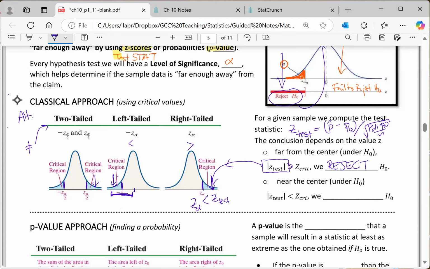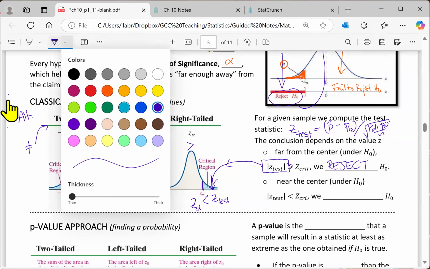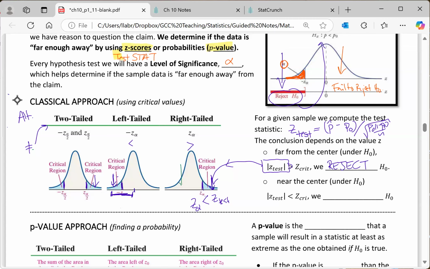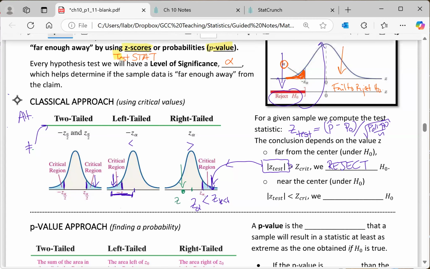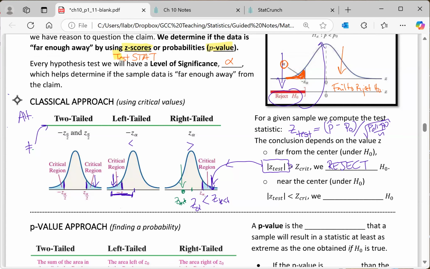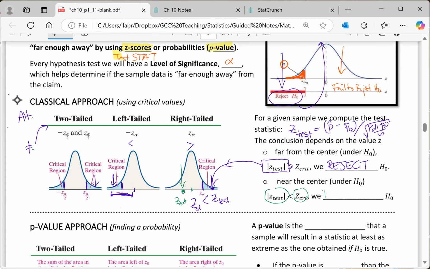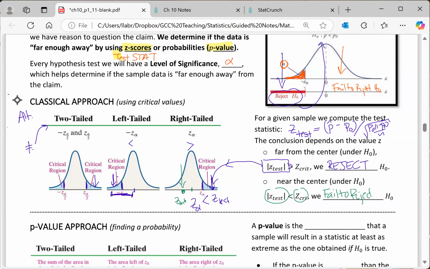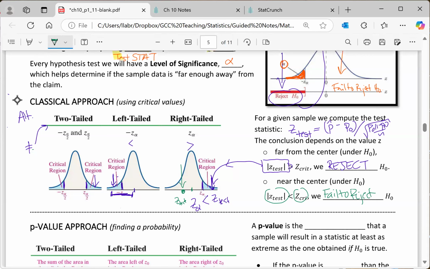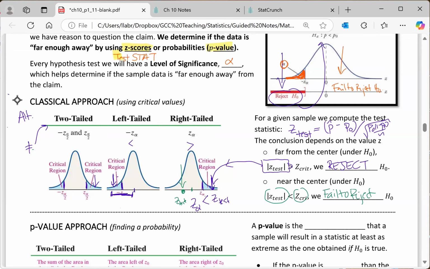However, if we take a sample and my sample lands, let's say here, then what does that mean? That means that my z test is less than my critical. So z test is closer to 0 than z critical. And so therefore, we're going to go ahead and say we fail to reject. Okay, so you don't have to memorize this condition. It's literally just going to be read off of the distribution.